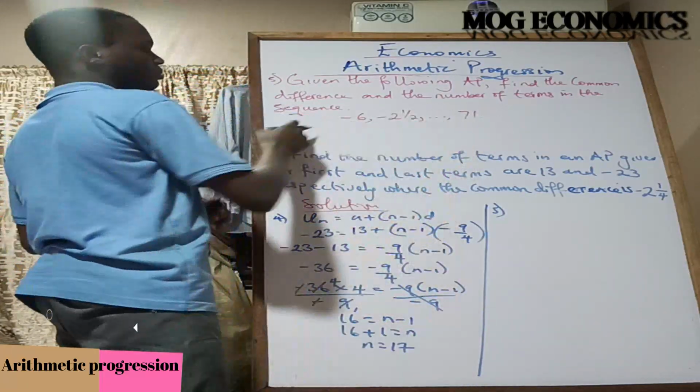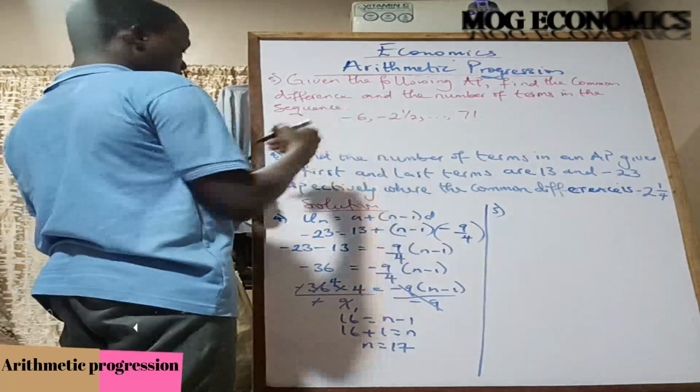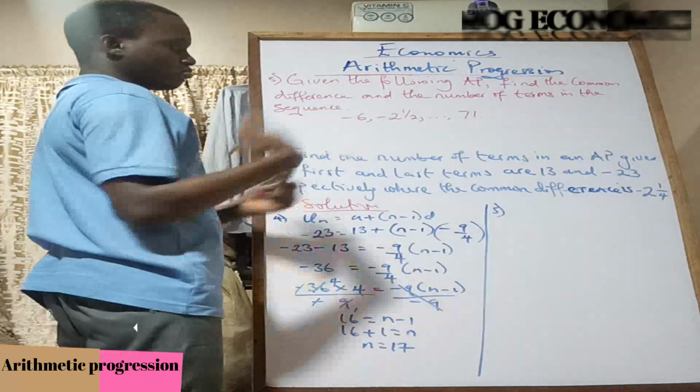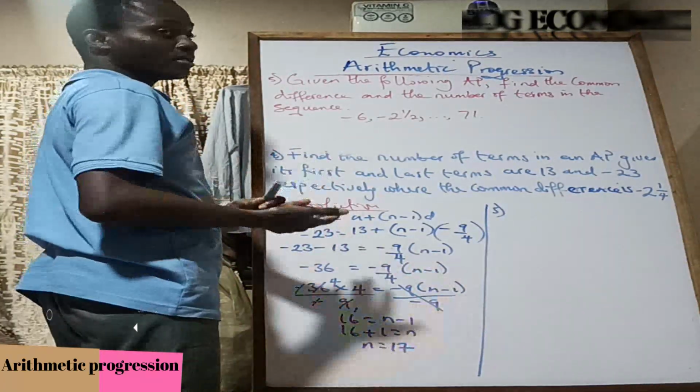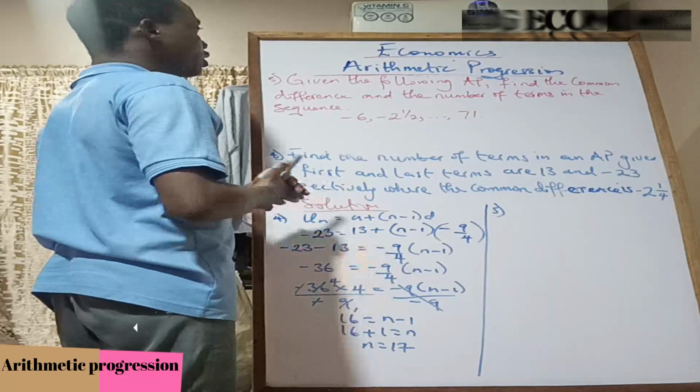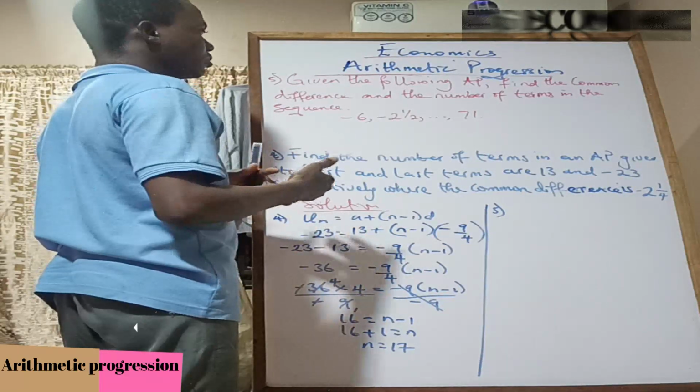So we're given this series: minus 6, minus 2.5, and so don't let us be tempted into saying minus 2.5 minus minus 6 to give us what the common difference is. It may be like that, it will not be like that. Let us be careful. So find the common difference and the number of terms.